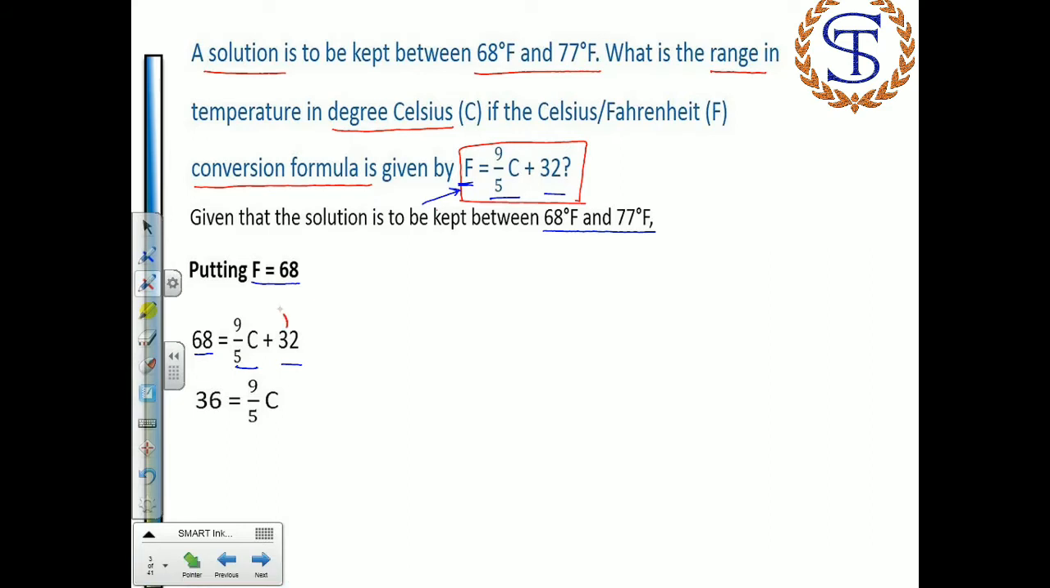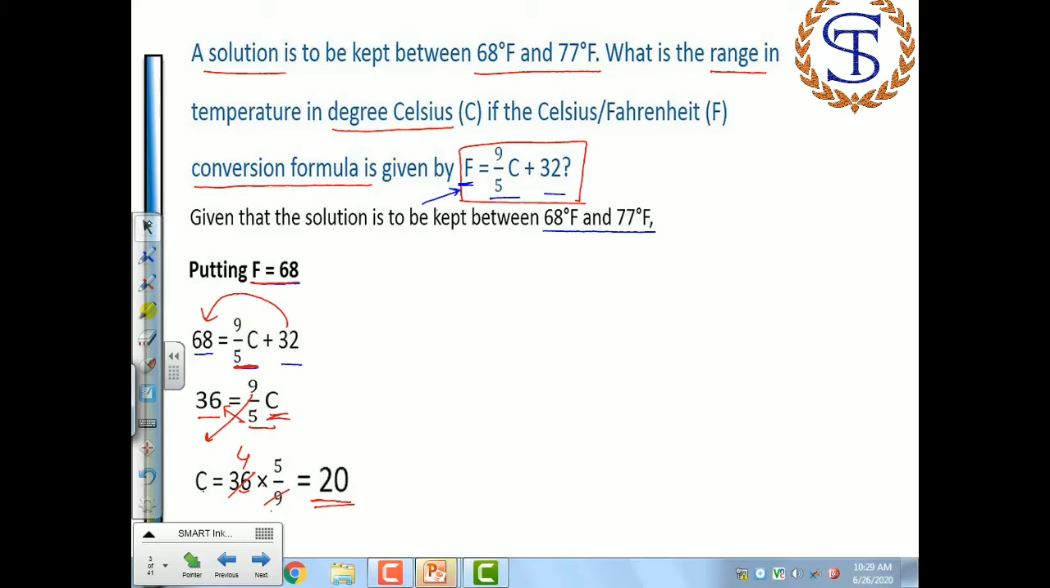Take this 32 to the LHS: 68 minus 32 is 36, and 9 upon 5 C stays as it is. Simplifying again, we get 36 into 5 upon 9 equals C. C equals 36 into 5 upon 9. 9 fours are 36 and 5 fours are 20. So the value of C is 20 when we have kept F equal to 68.